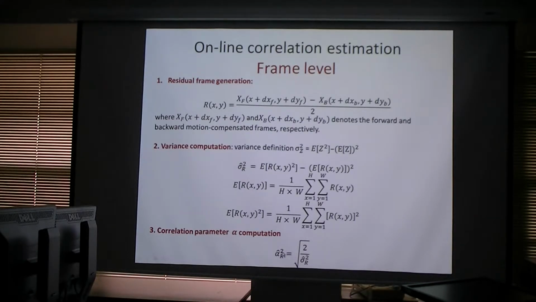And here, based on the correlation relationship between the Laplacian parameter and the variance, we can get the Laplacian parameter equal to this equation. This is about the frame level online correlation estimation. Then we look at the block level.